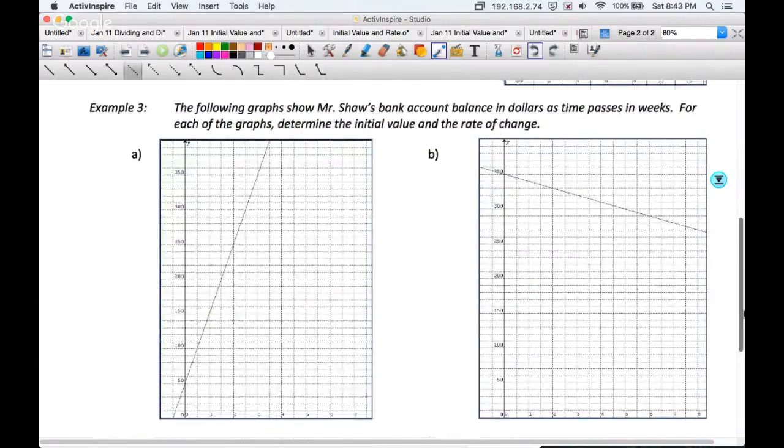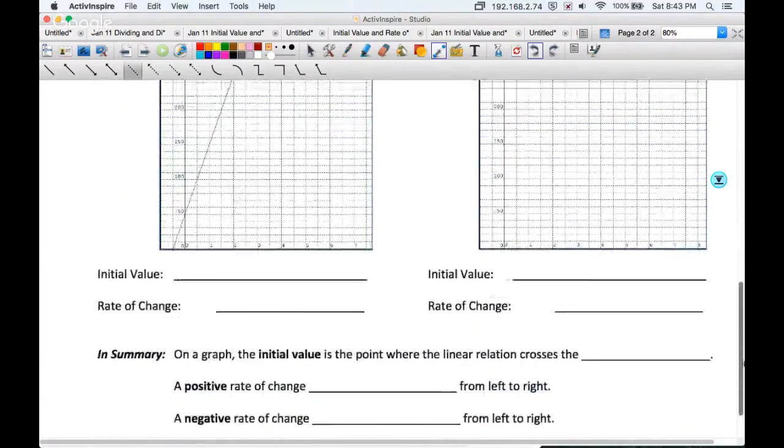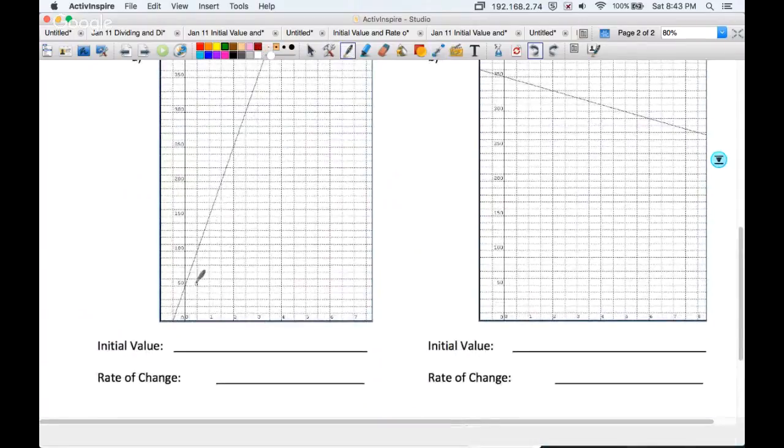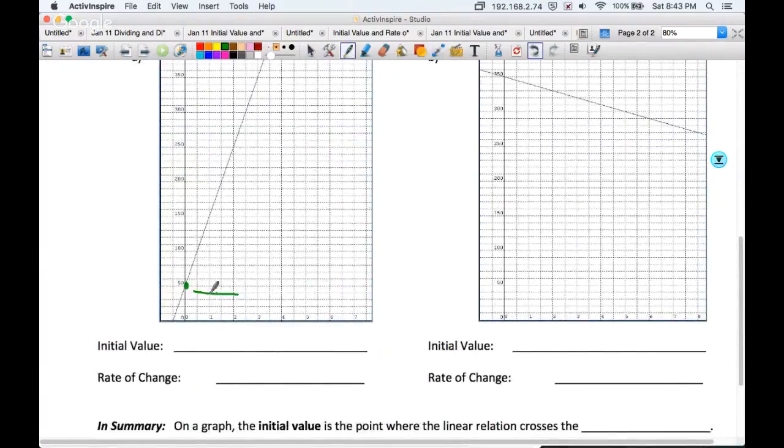Example 3, Mr. Shaw's bank account. What's the initial value of this one? Well, now we got to find initial value from a graph. To do that, we got to look where are we crossing our y-axis. It looks like we're crossing 1, 2, 3, 4, 5 units up. But notice these are counted by 50s, so it's actually $50. This is the initial amount. Rate of change, let's add in a slope triangle.